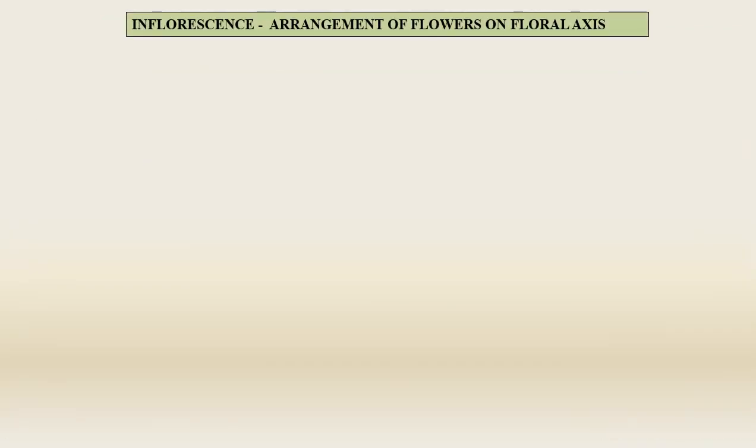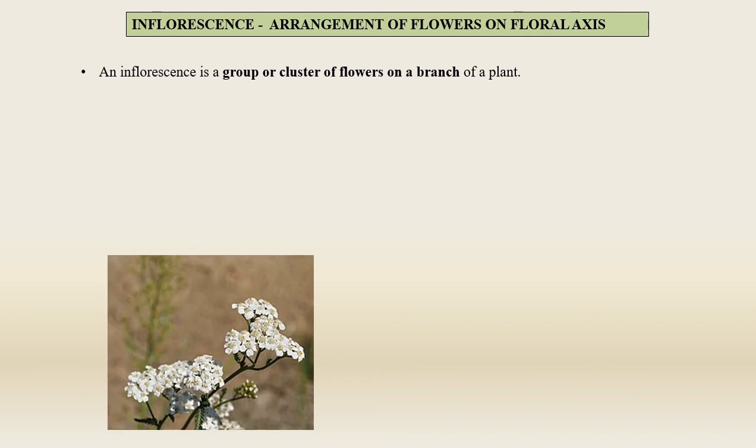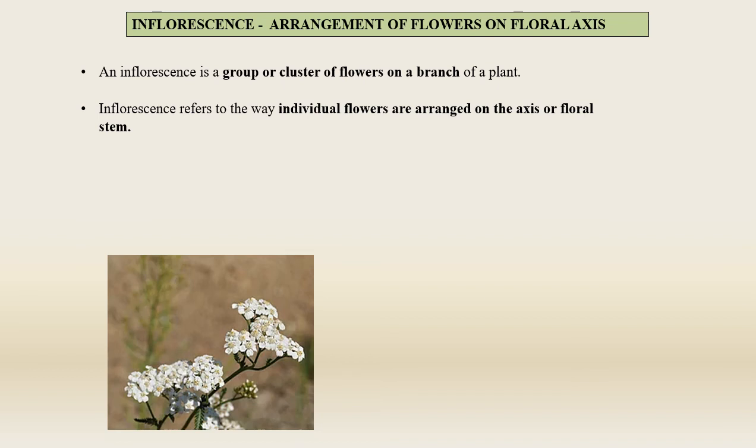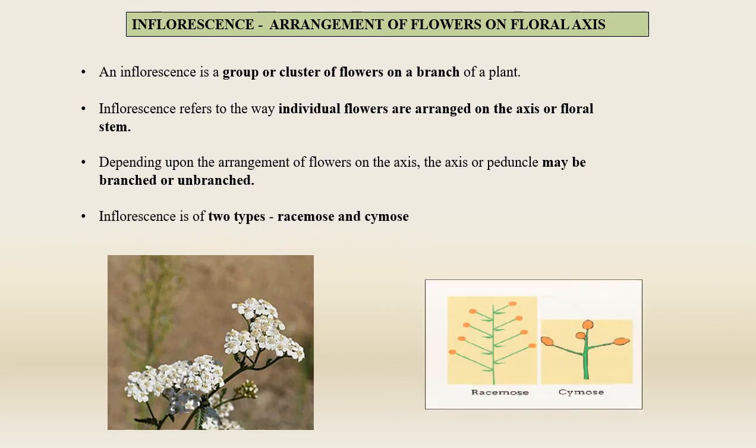Inflorescence, arrangement of flowers on the floral axis. An inflorescence is a group or cluster of flowers on a branch of a plant. Inflorescence refers to the way individual flowers are arranged on the axis or floral stem. Depending upon the arrangement of flowers, the axis or the peduncle may be branched or unbranched. The inflorescence is of two types, racemose and cymose. Let's see the summary of a flower.